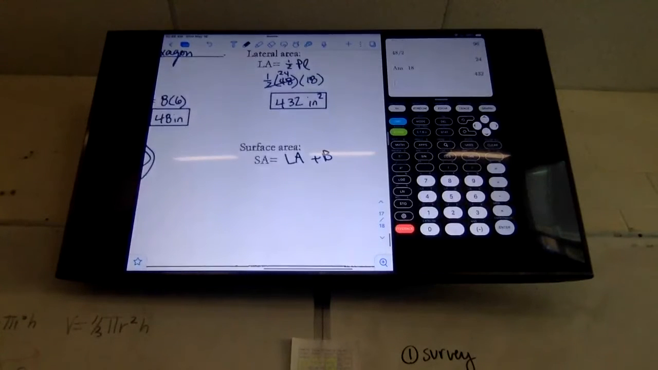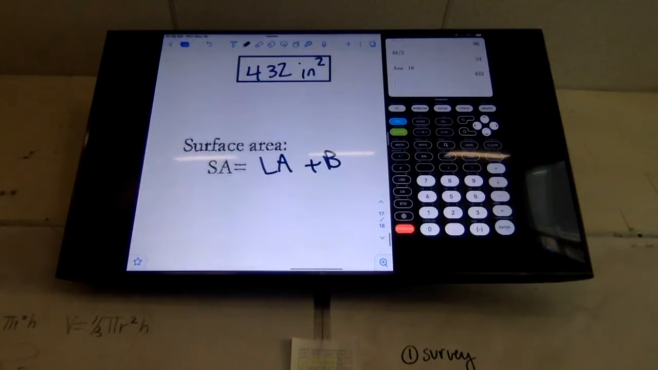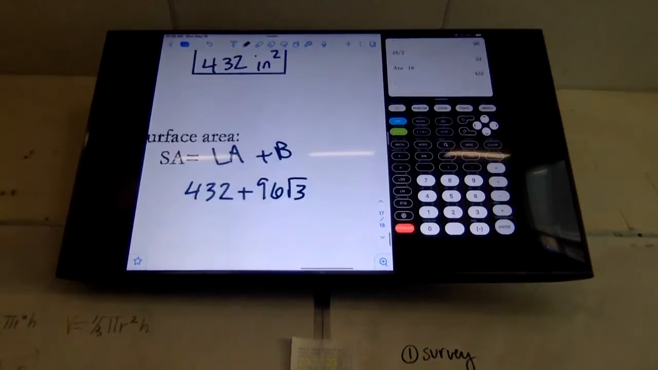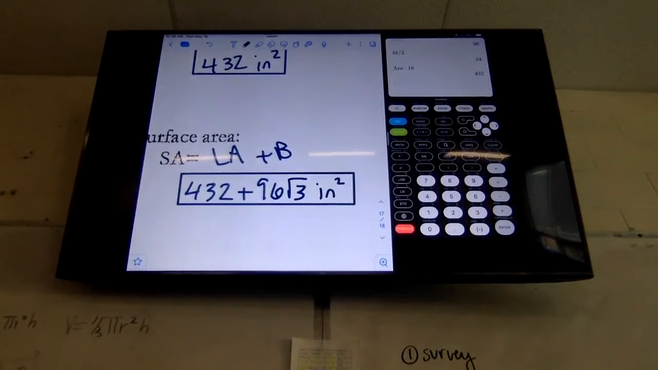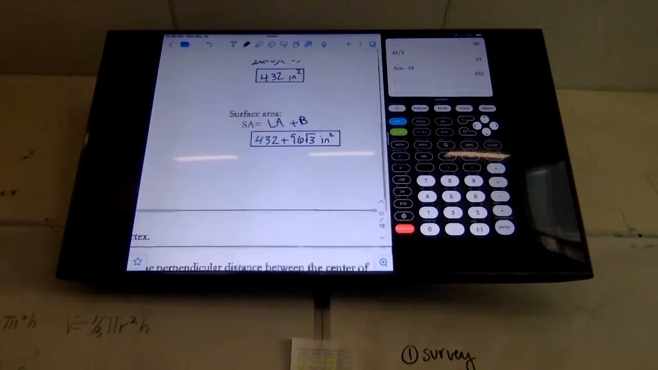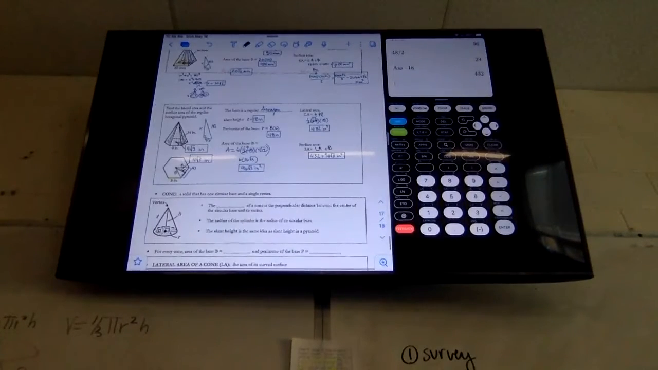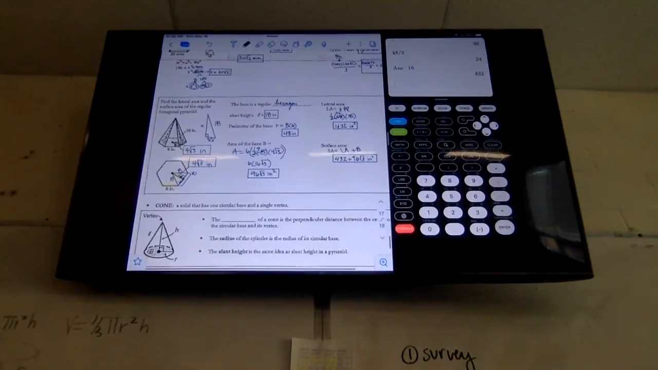And my SA is going to be LA plus B. So my LA we just found is 432. And what's my B? 96. Good. Can you add those, or would that just be final? That's it, because I can't add those, right? What unit should I put on the end of this? Inches squared. All right, that's it for that one. That wasn't bad, was it?